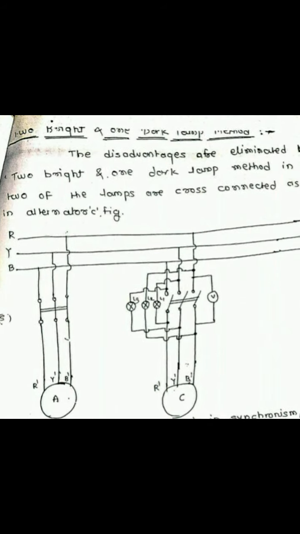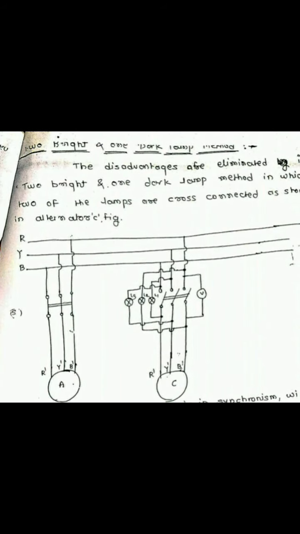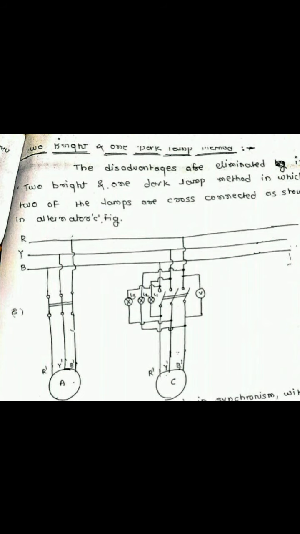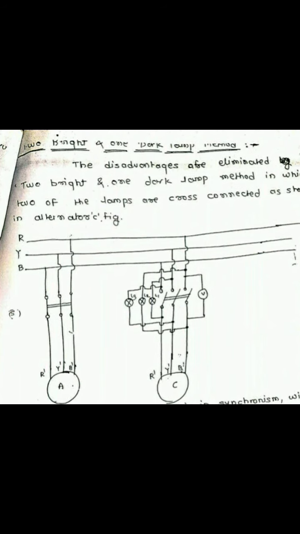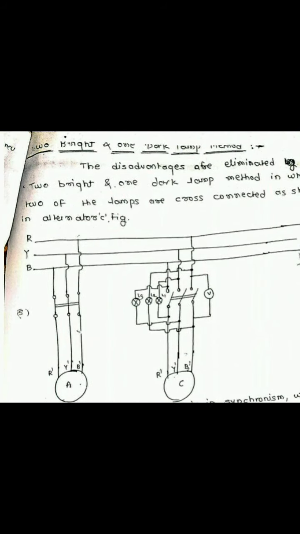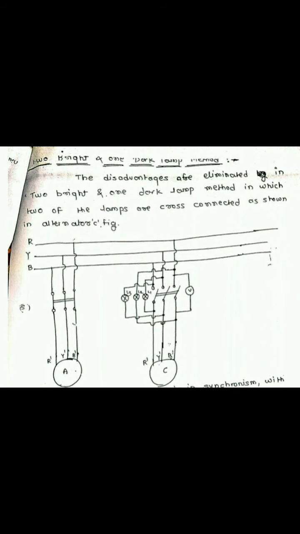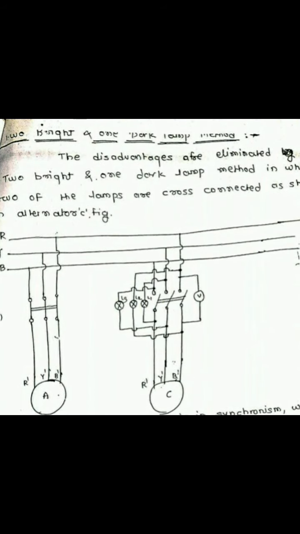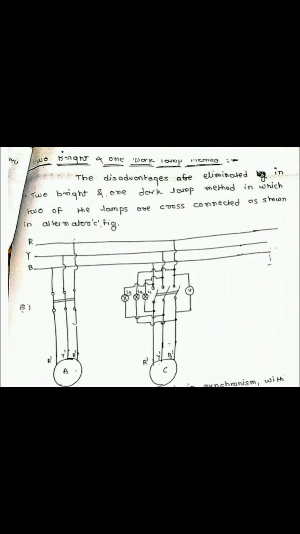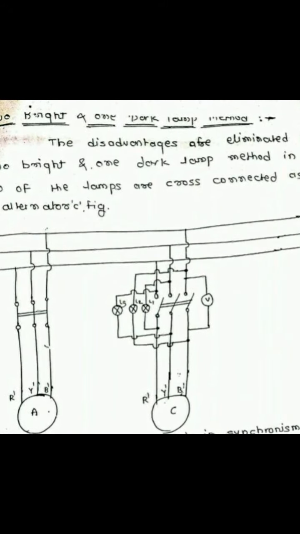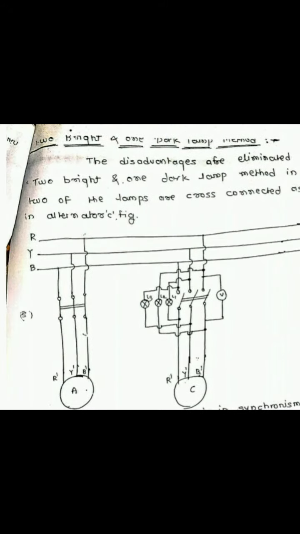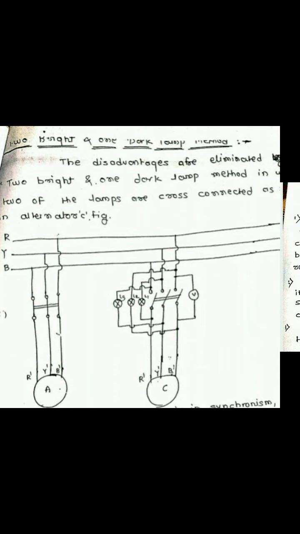As shown in the figure, again there is a phase sequence RYB. The alternator which has to be synchronized is connected to the load, that is A, which has a phase sequence R dash, Y dash, B dash, and the alternator C is connected to that particular bus bar. But consider that here 2 of the lamps are cross connected. Again there is a phase sequence. For measurement of voltage, we are connecting 1 voltmeter across the 2 phases.